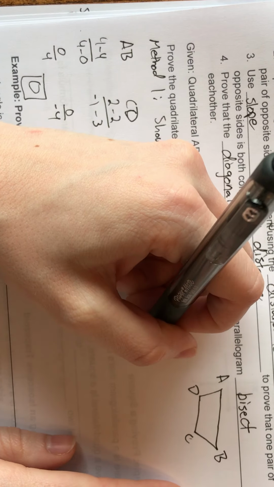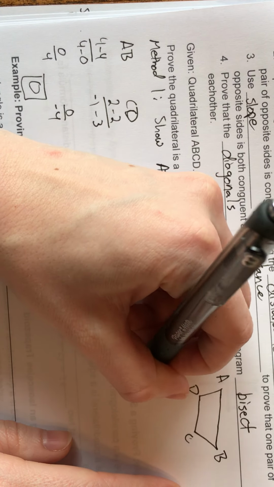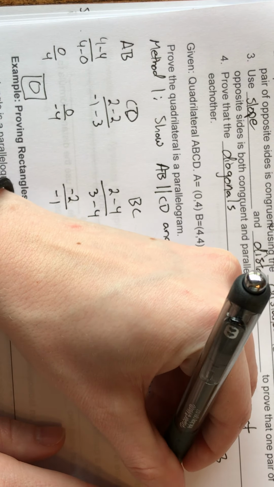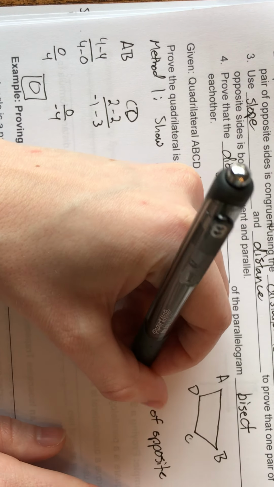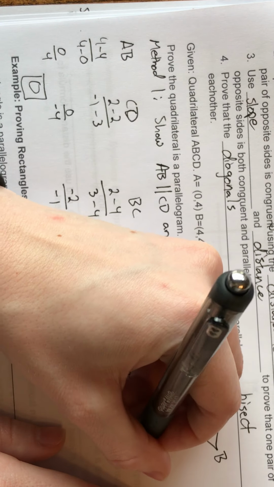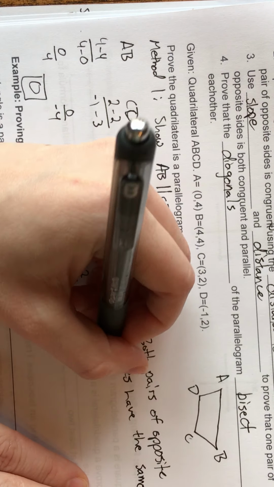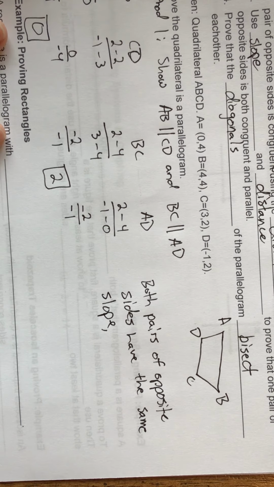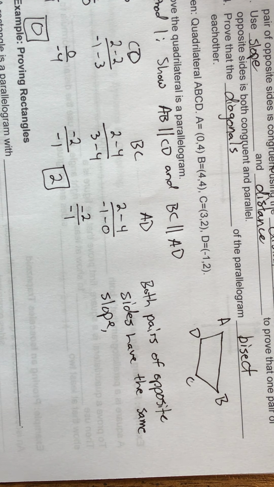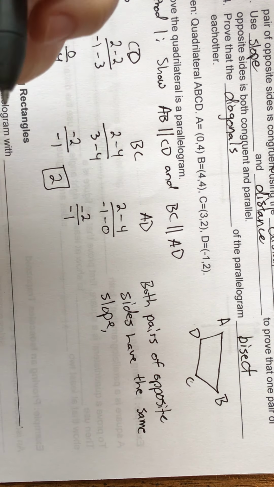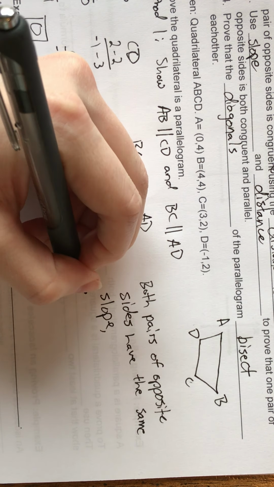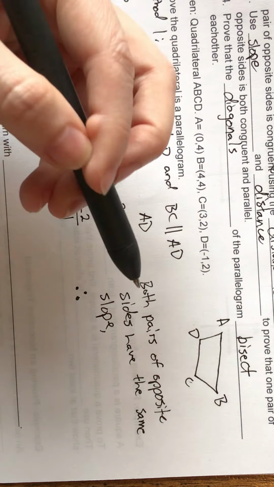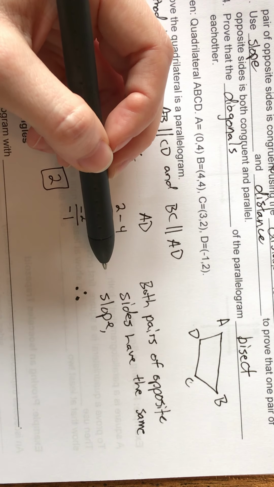So I'm going to write that. I'm going to say, since both pairs of opposite sides have the same slope, I'm going to use a new geometry symbol here. We haven't seen this symbol yet, but it's hugely popular once you get past high school. It's a lazy geometry symbol. It's 3 dots in the shape of a triangle, and those 3 dots in the shape of a triangle mean the word therefore. So both pairs of opposite sides have the same slope.